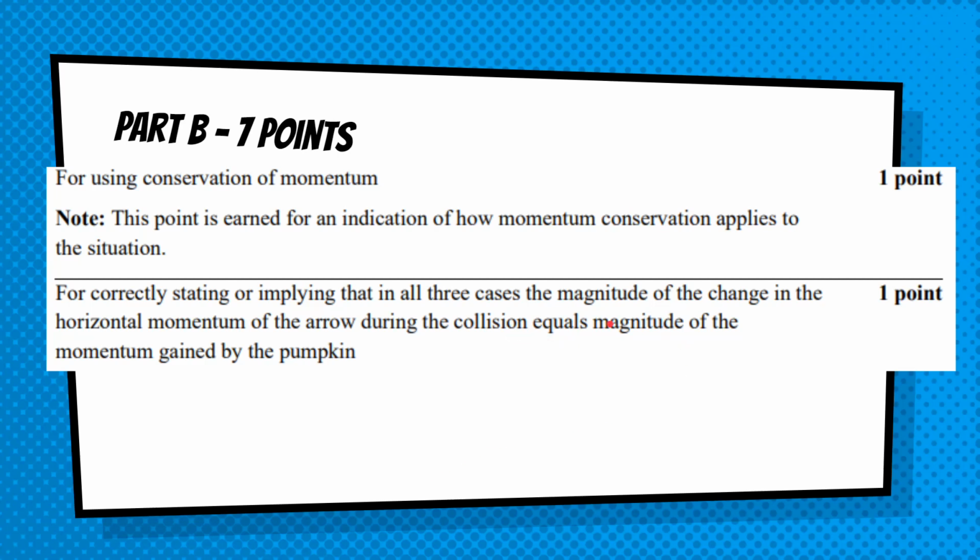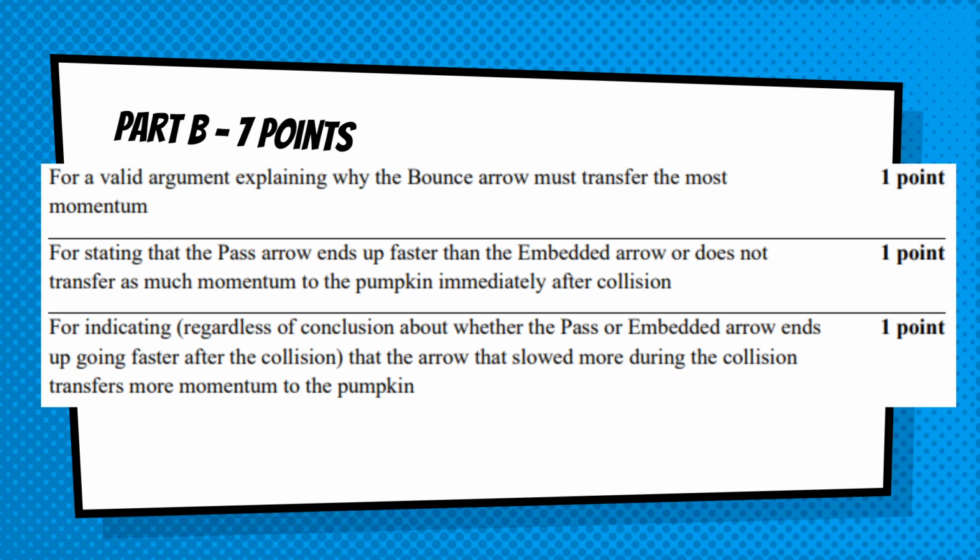Let's take a look at the next 3 points. Again, there's a total of 7, so this is the next 3. This adds up to 5. We have 2 left after this. But the third point is earned for a valid argument explaining why the bounce arrow must transfer the most momentum. So if they have a valid argument that explains why the bounce arrow transfers the most momentum, they get a point.